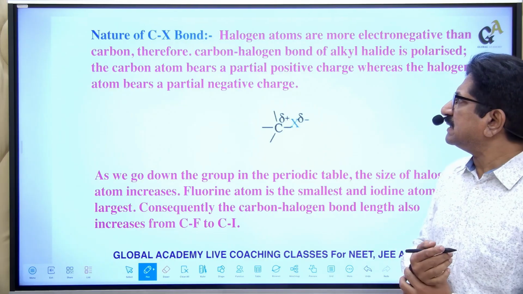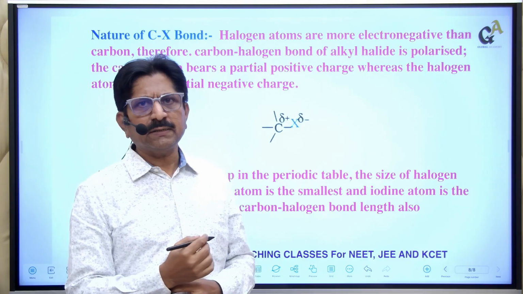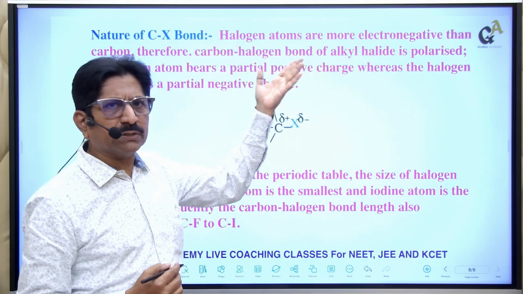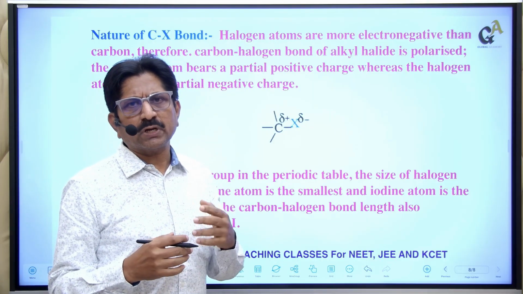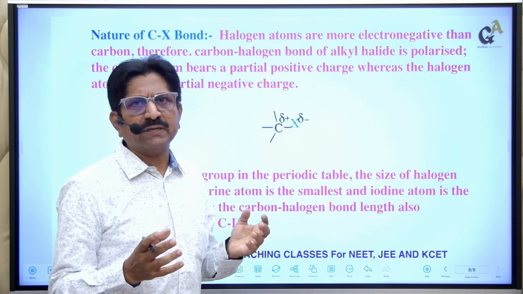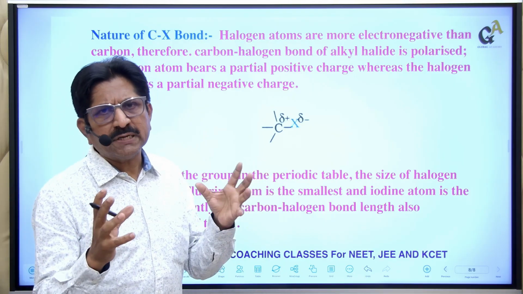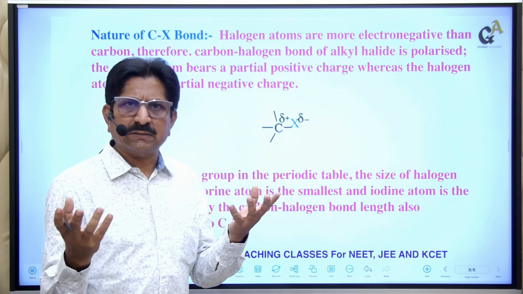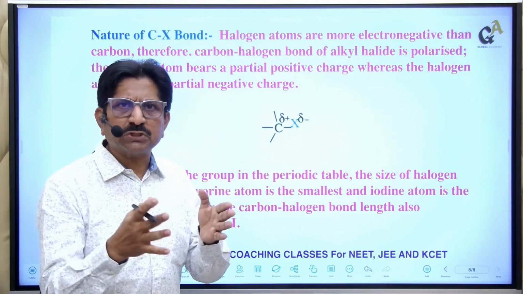The next topic is the nature of the C-X bond. Important, the nature of the C-X bond. The halogen atoms are more electronegative than carbon, and because of that, naturally polarization takes place. The bond between the carbon and the halogen is polarized. What does it mean? Polarization is nothing but the separation of charges.